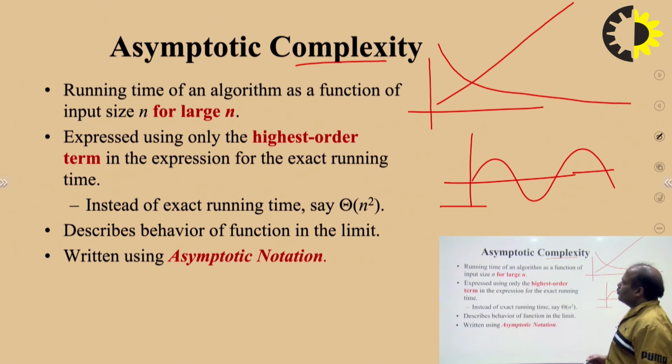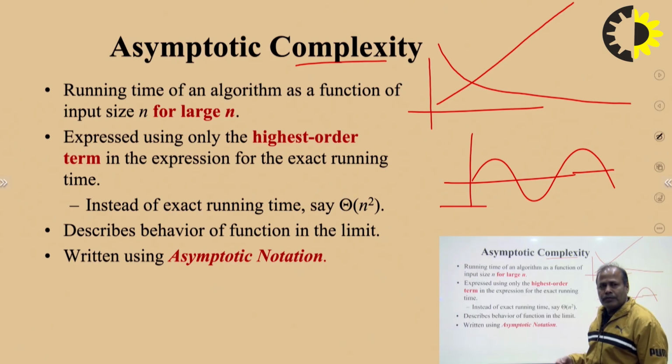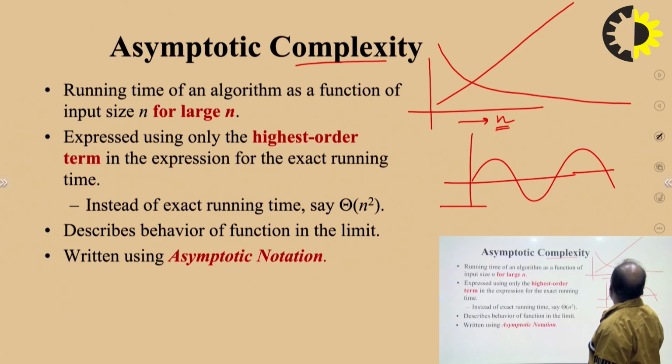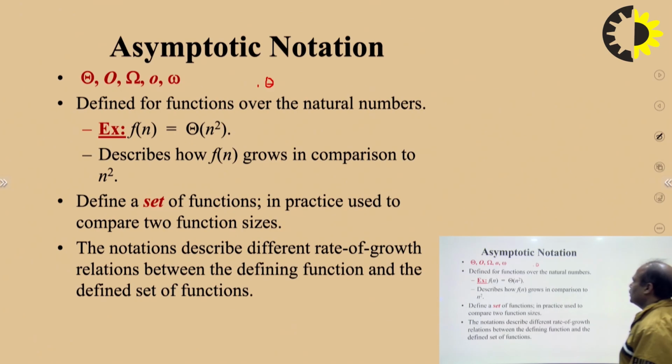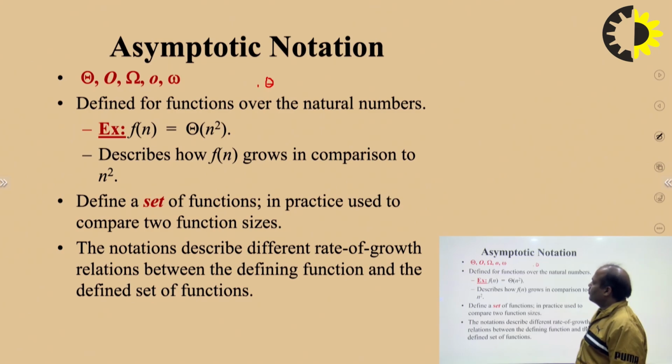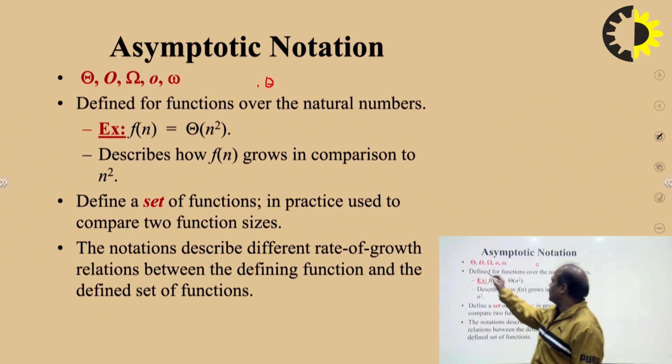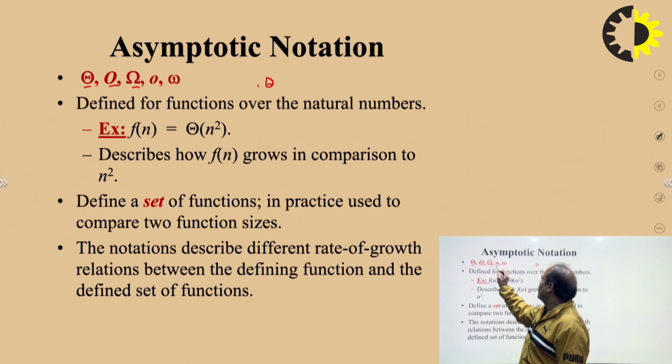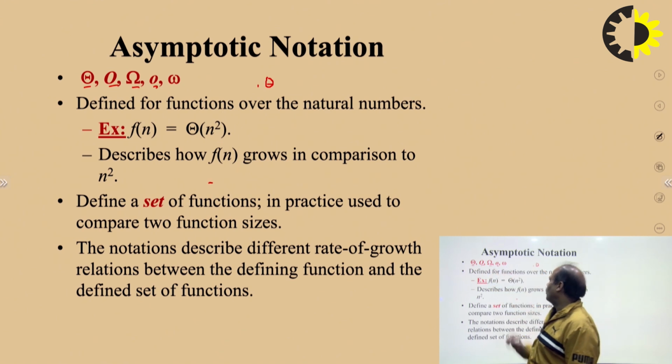Generally, in an algorithm, if we start running it and the time starts increasing based on the value of n, if the size is increasing, the value will increase. That means we are interested in asymptotic notations. There are 5 types of asymptotic notations: theta, big O, omega, small o, and small omega.